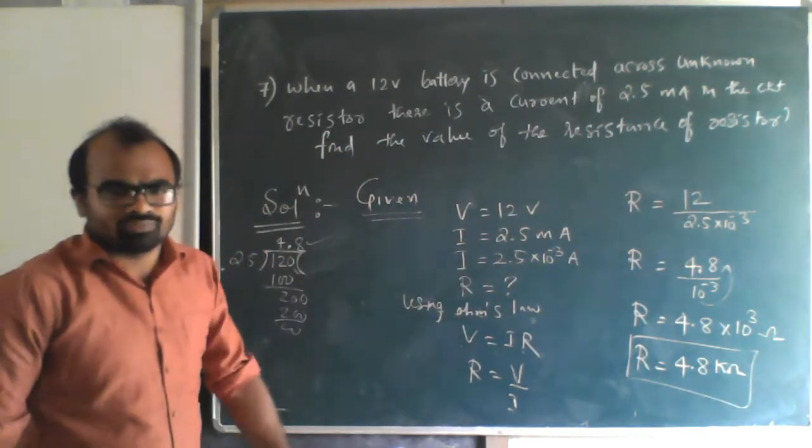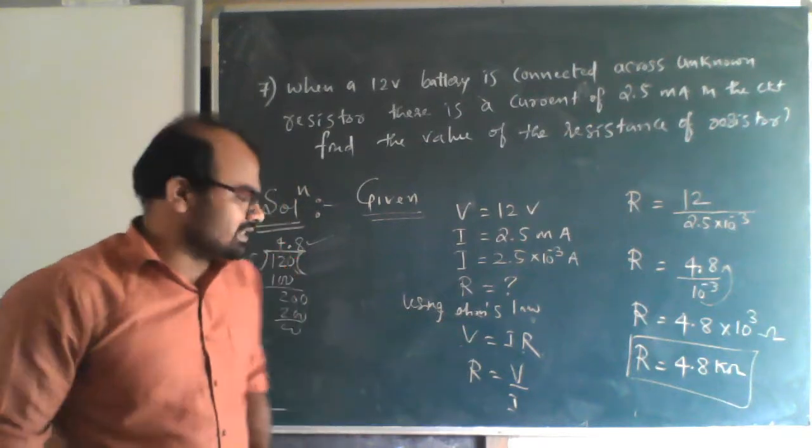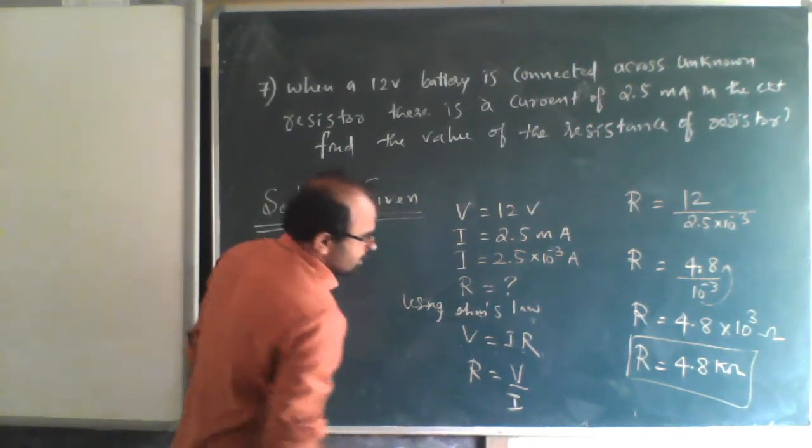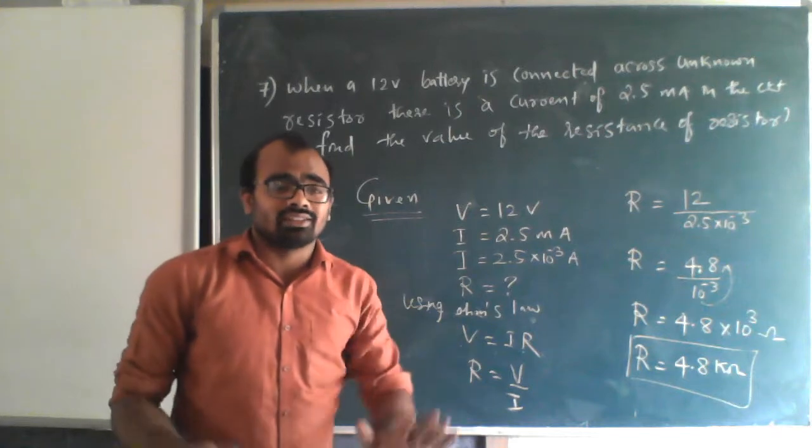It is a very easy question. You can do it very easily. R is equal to V by I. This is the formula. These are the 4 formulas you have to remember till this moment.